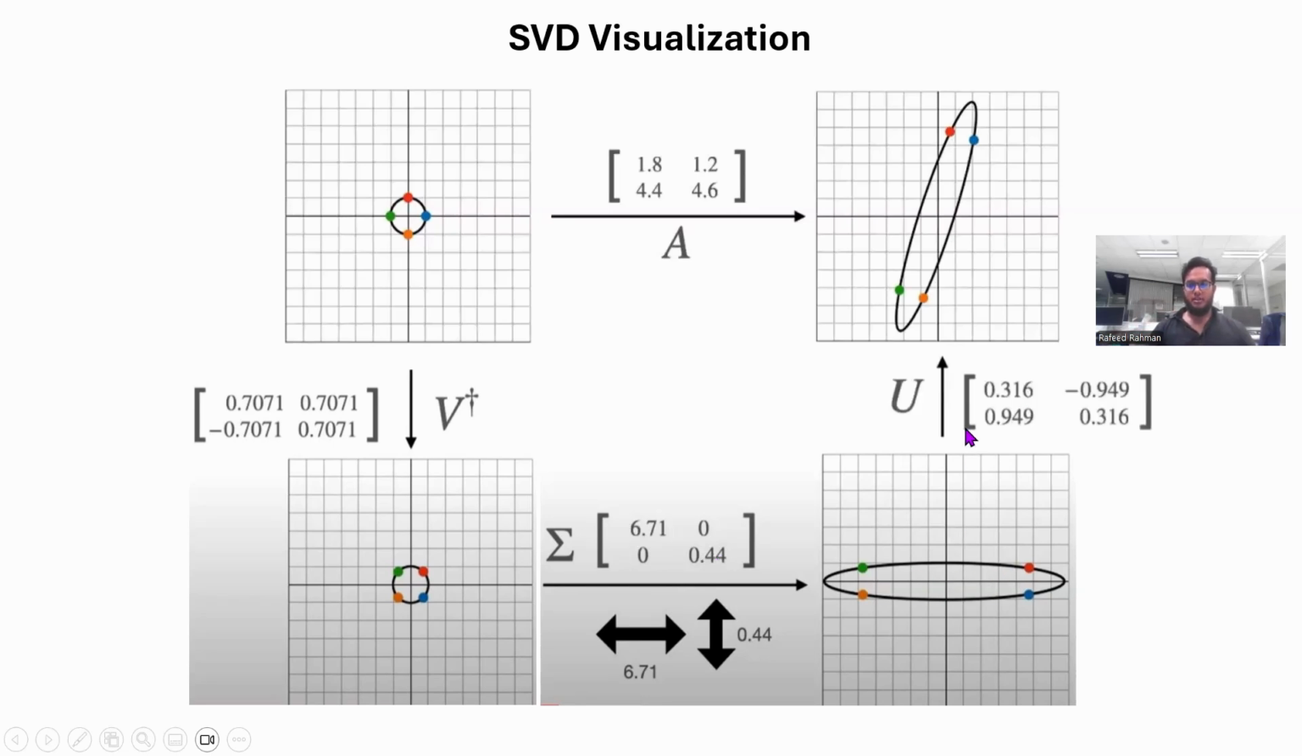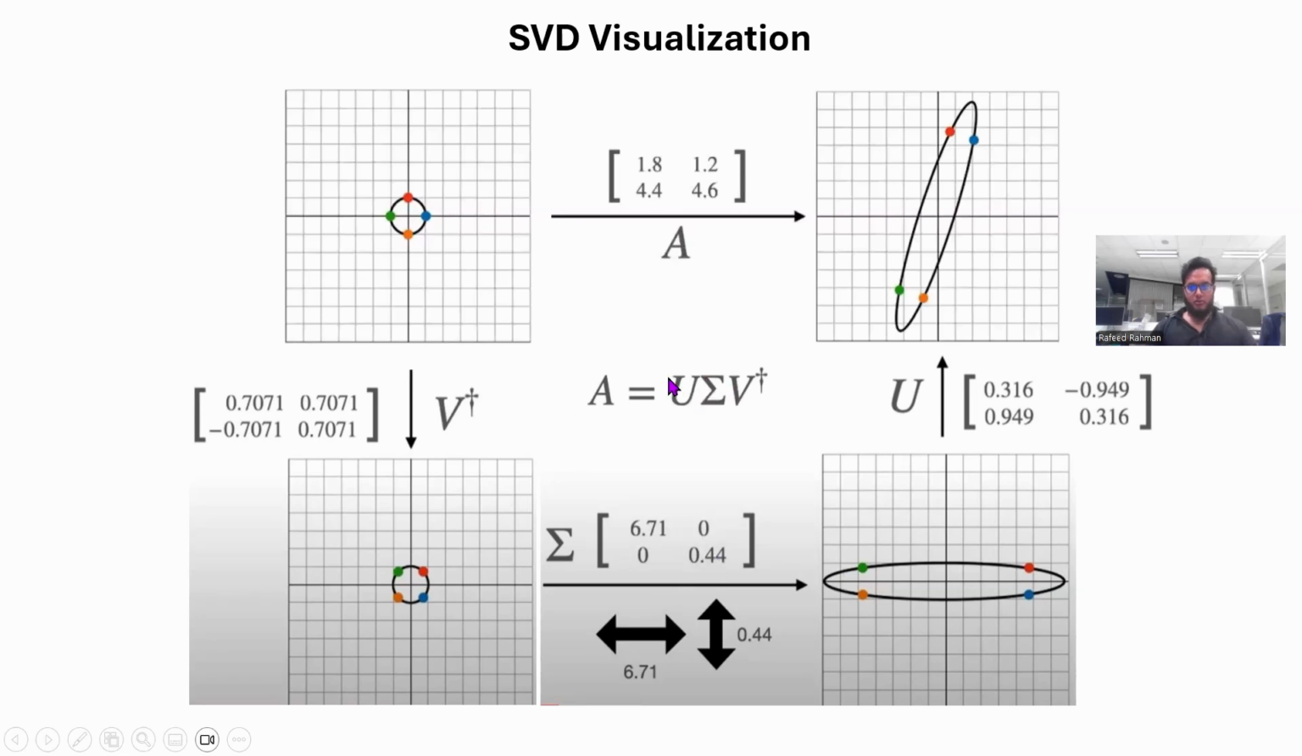Finally, we can apply another rotation. This is again a rotation matrix. If we apply this, then this particular ellipse will move in the anti-clockwise direction. So that means any matrix A can be decomposed into U, this sigma matrix, which is a diagonal matrix, and V transpose.